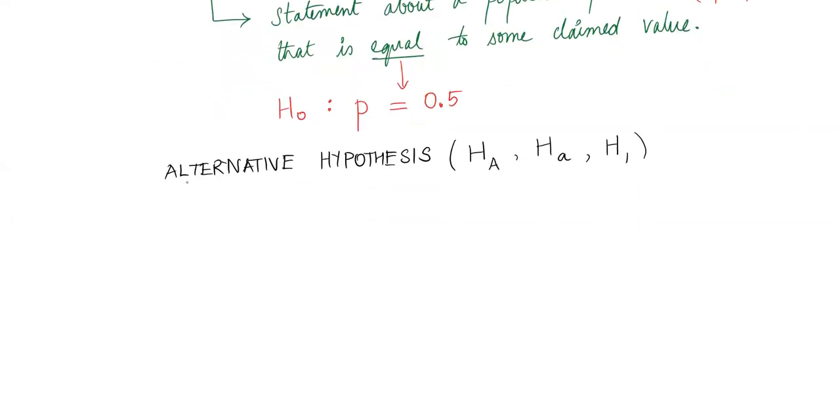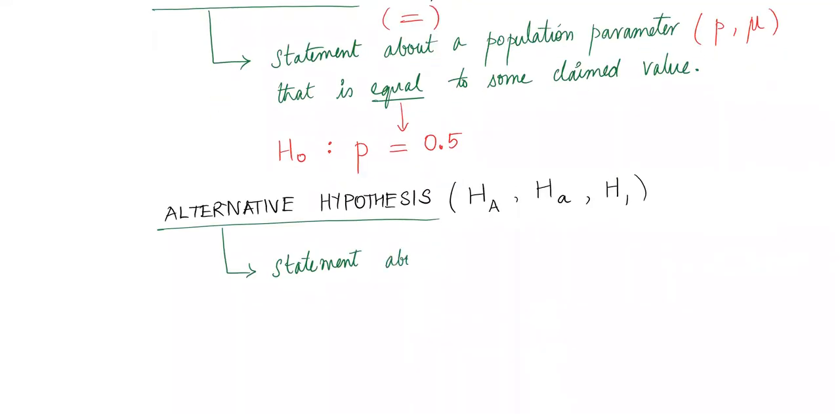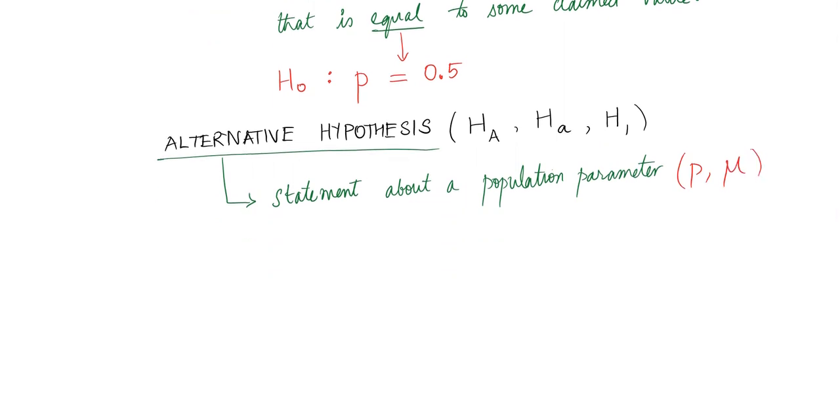What about this? It's hypothesis. So this is also a claim or a statement, right? So this is a statement about a population parameter, same thing. And you could also use sigma, but we're not doing that in this course. So in this section, I'm just using the P and the mu.